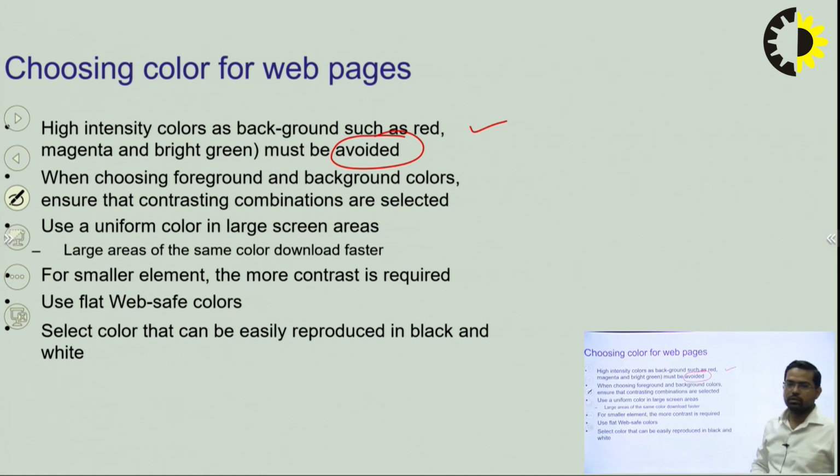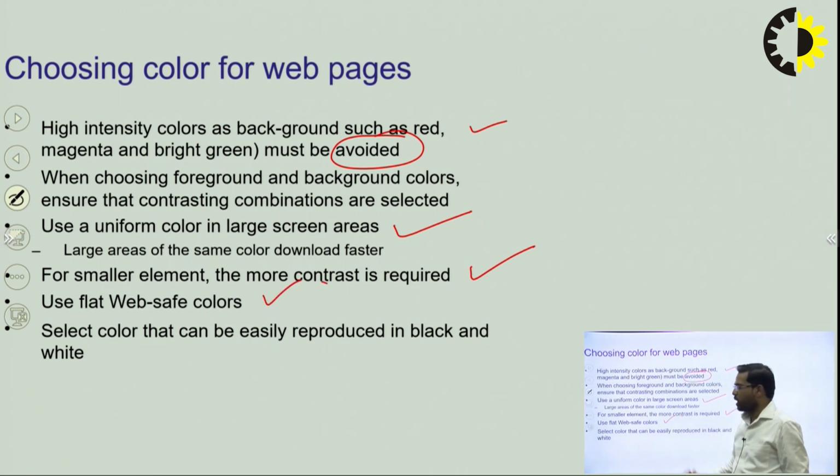It takes so much time to download the page. When choosing foreground and background colors, ensure that contrasting combinations are selected. Use a uniform color in large screen areas. Large areas of the same color download faster. For smaller elements, more contrast is required. Use flat web-safe colors. Select colors that can be easily reproduced in black and white.